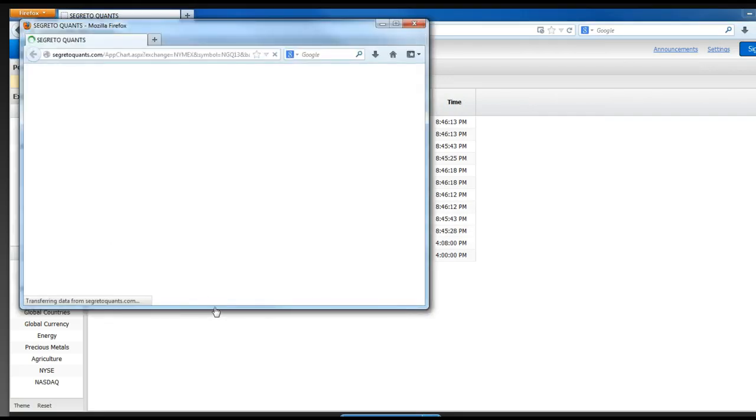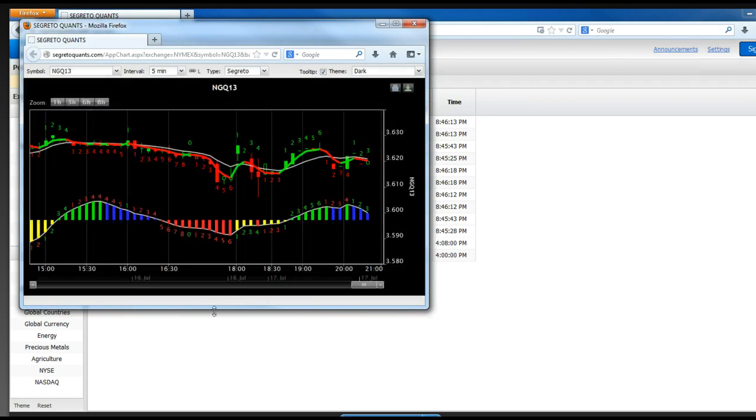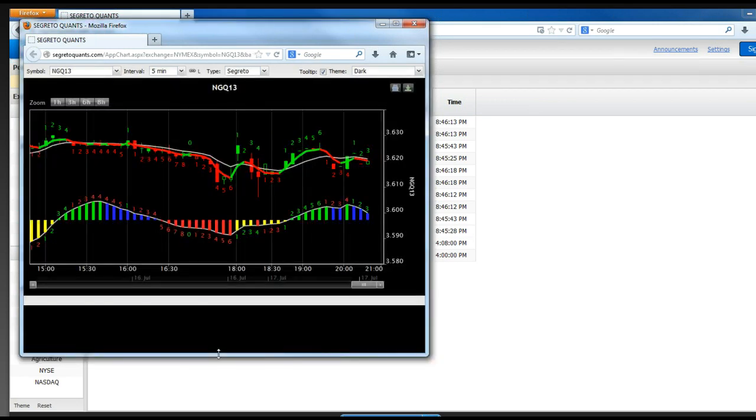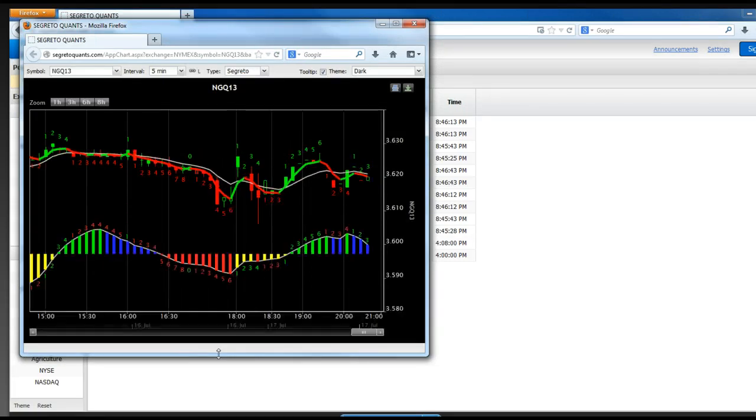And not that we would ever trade NG at night. But let's see what it's showing. We have blue on red. So we'll just wait. There's nothing to do here.